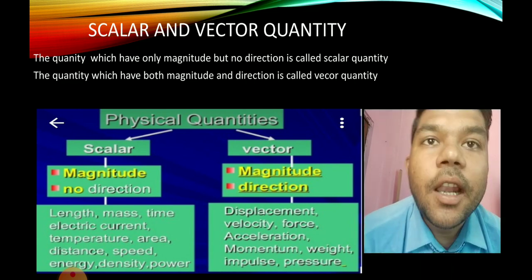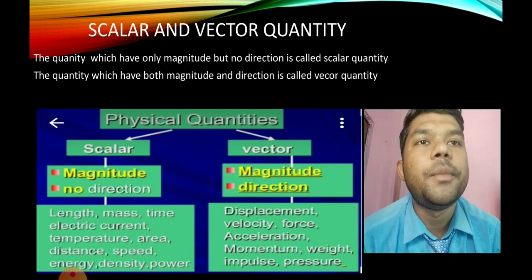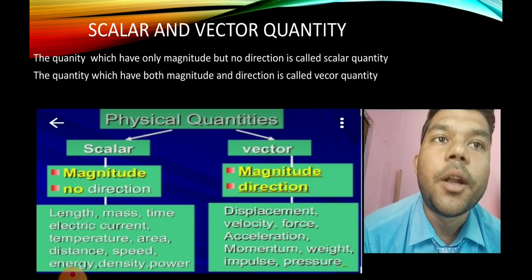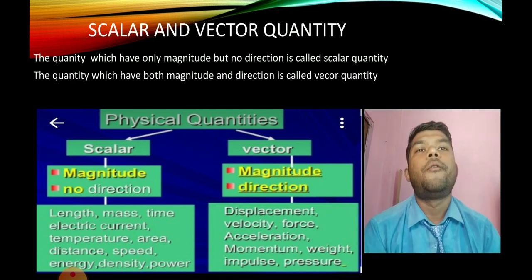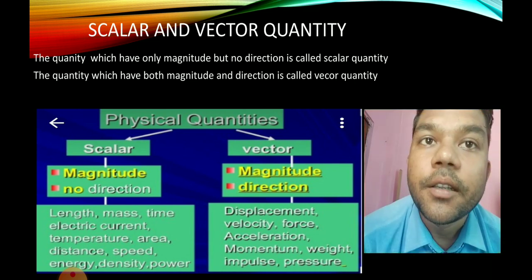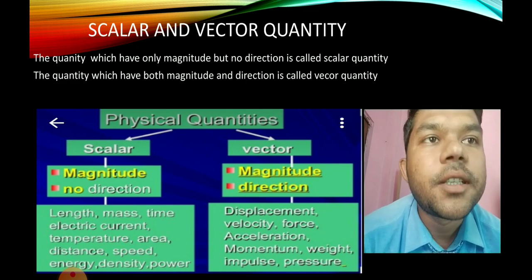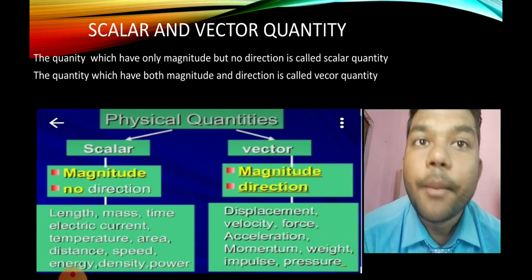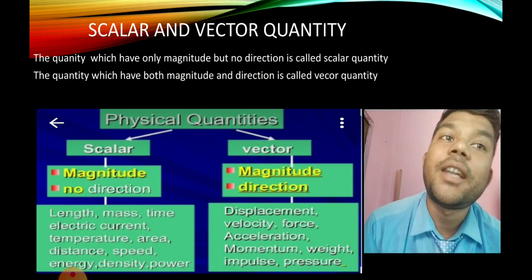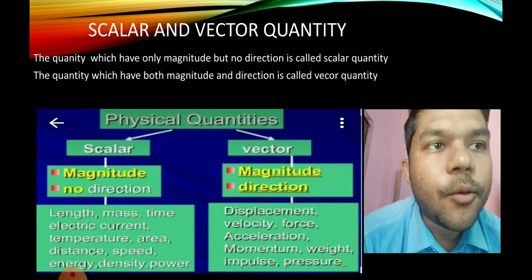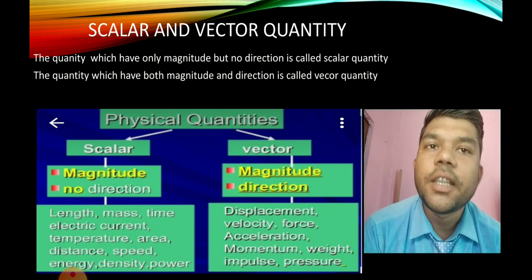So what is a scalar quantity? The quantity which has only magnitude, that means it has a certain value but not direction. It does not have any direction. Those kinds of quantity are called scalar quantity. Once again I am repeating, the quantity which has only magnitude but no direction is called scalar quantity. But the quantity which has both magnitude and direction is called vector quantity. There is one figure or chart you can see on the screen.